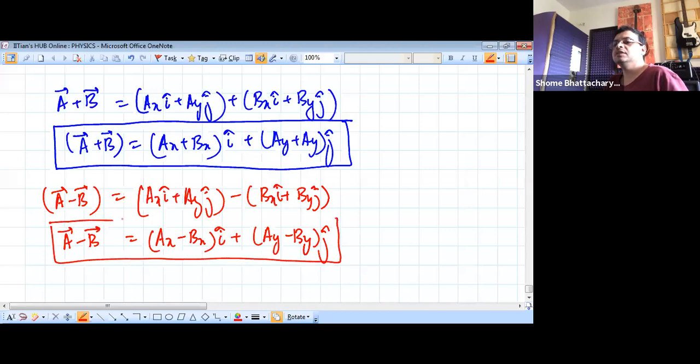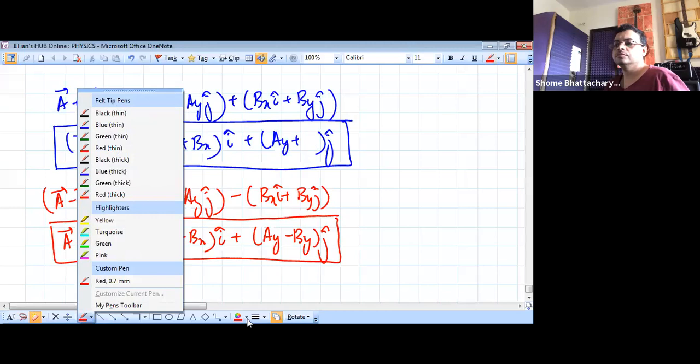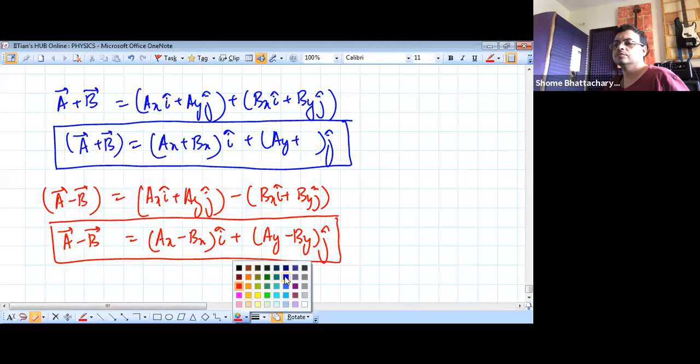Now not only this, we can do the operation for any number of vectors. Yeah, thanks for pointing that out. That is Dy over there. So this is how we do addition or subtraction of vectors by component method.